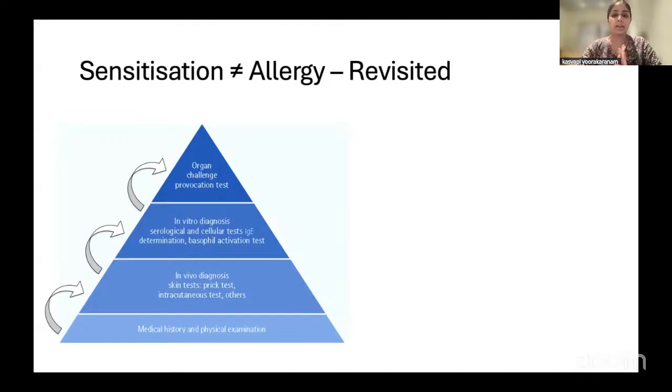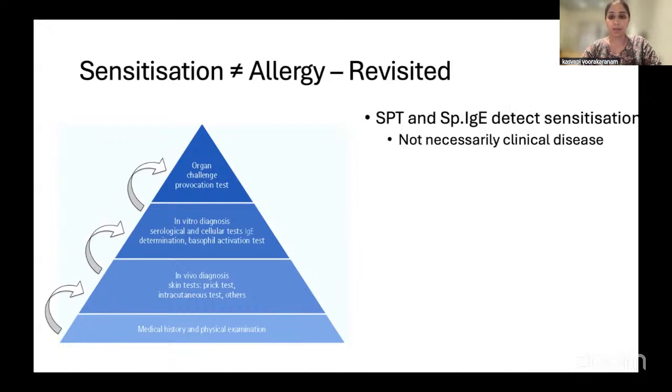We know that sensitization is definitely not equal to allergy. Just being sensitized is not enough to choose allergen-specific immunotherapy. What exactly is important in making a clear-cut diagnosis or even choosing immunotherapy? The first and foremost step definitely lies in appropriate medical history and physical examination, following which there are other steps which include in vivo and in vitro diagnosis, and the gold standard is always an organ provocation test.